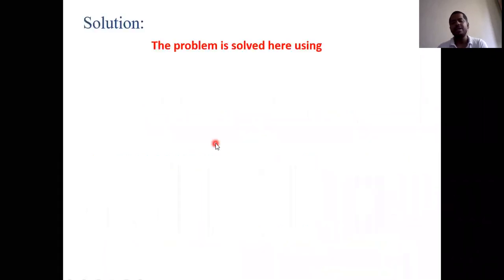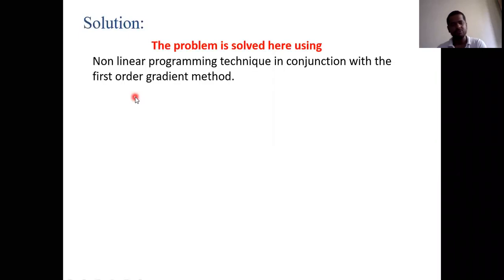In order to get the solution for this one, we need to use non-linear programming and, at the same time, the gradient method also. I will tell you why we need to use a gradient method. Till now we have used only non-linear programming, but in this case, along with non-linear programming, we need to use a gradient method also. Within a short time, I will tell you the necessity of the gradient method for this solution.